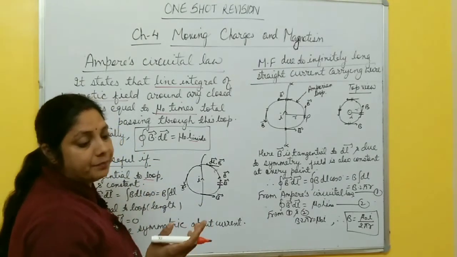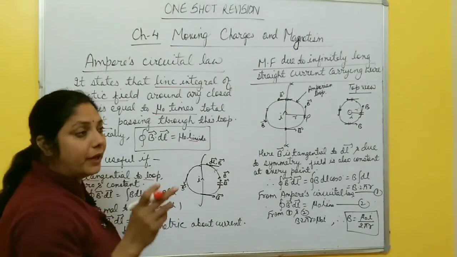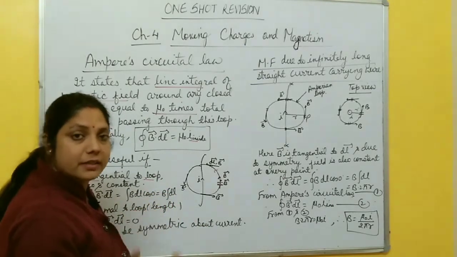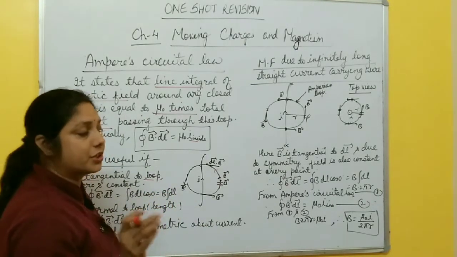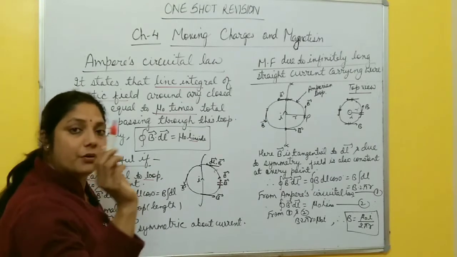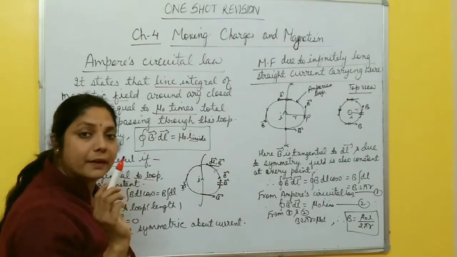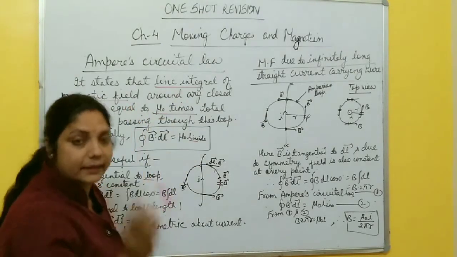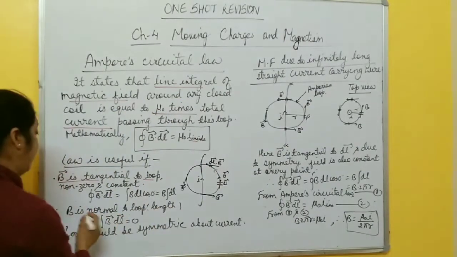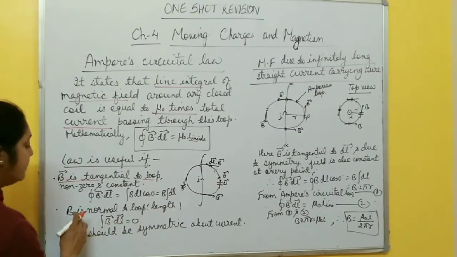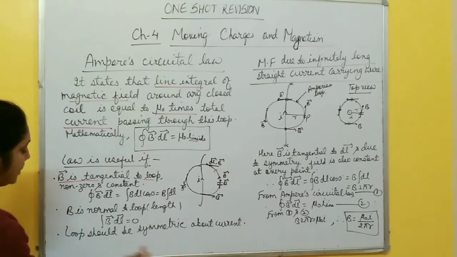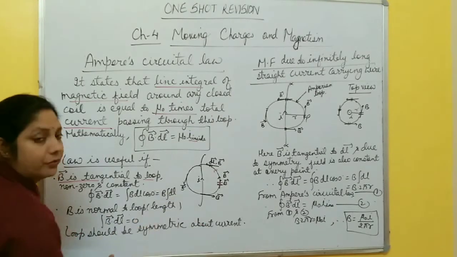So to find the magnetic field due to any current carrying wire or any circular current carrying wire of any shape, you have to first draw one loop, called the Amperian loop, enclosing that current, right? And it also becomes easier if B is normal to the loop. In that case B dot dl is 0, and the loop should be symmetric about the current.